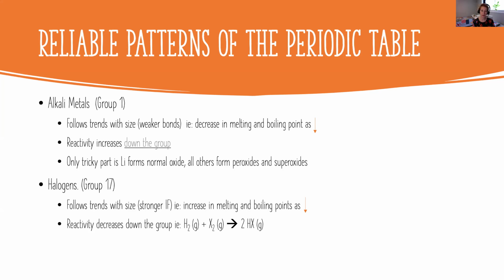So trends with size, again, you're going to increase in your melting and boiling points as you go down the table. And in this case, you actually have stronger intermolecular forces. Your increase in melting and boiling points is because they are going to take longer to come together. So your reactivity decreases down the group, where you have hydrogen reacting with a halogen goes to 2 moles of hydrogen halide gas.